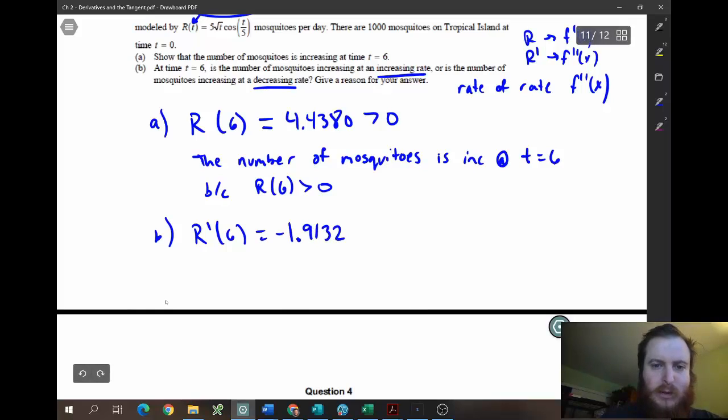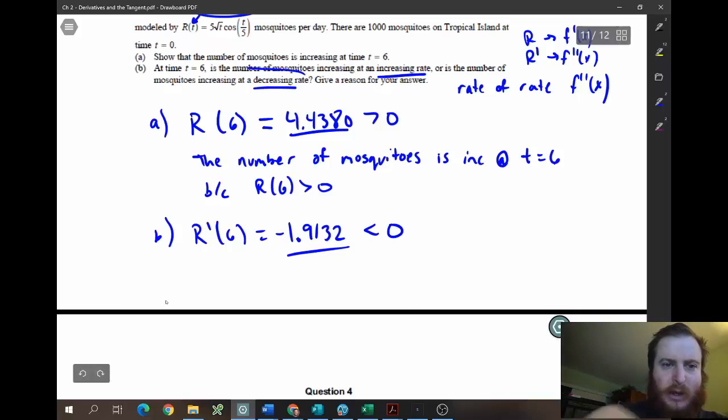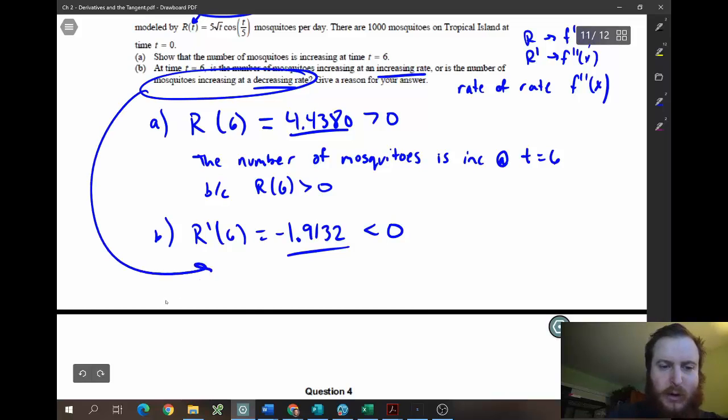So this right here would be mosquitoes per day. This would be mosquitoes per day squared. But anyways, this is less than 0. So that means that it's increasing at a decreasing rate. So the number of mosquitoes is increasing at a decreasing rate because R prime of 6 is less than 0.